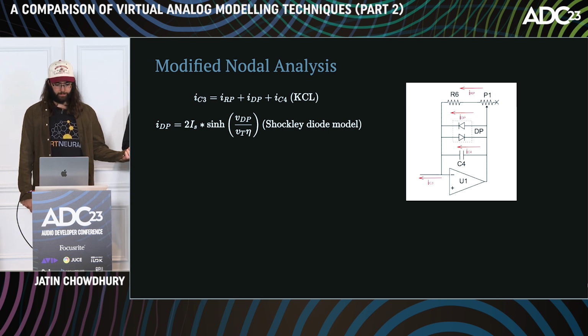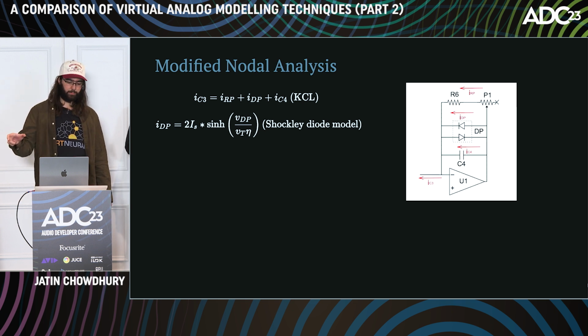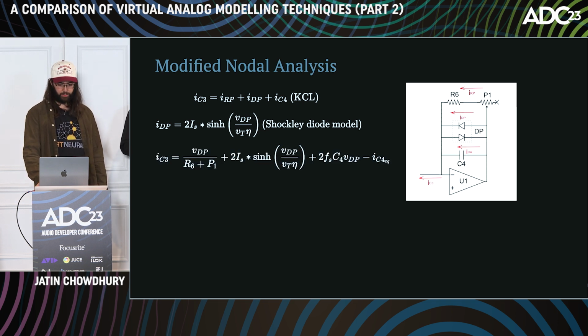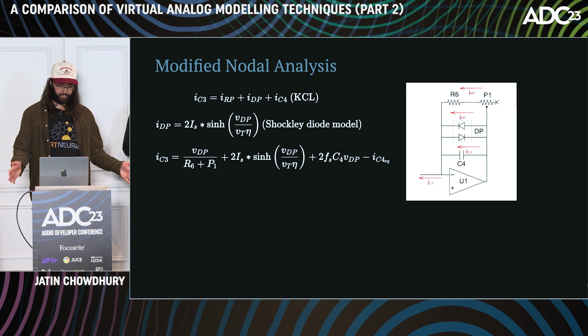So we have Shockley's diode model. There's other diode models too, but this is the one we'll use today, which is basically a relationship between the diode pair voltage and the diode pair current. And so if we plug this into our KCL equation along with the capacitor and resistor currents that we got from our other laws, we end up with this big equation.